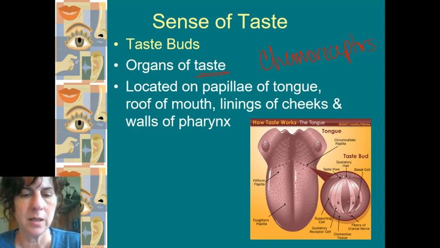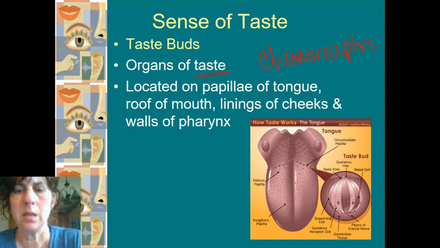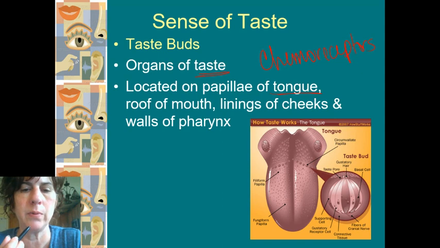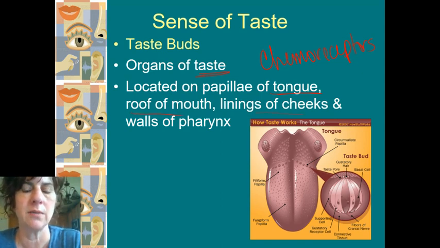So what we have then is the tongue, and everybody thinks about the taste buds being on the tongue, but you do have them throughout different parts of the mouth also. So the roof of the mouth, linings of the cheeks, and as far down as part of the pharynx, back in the deeper portion.